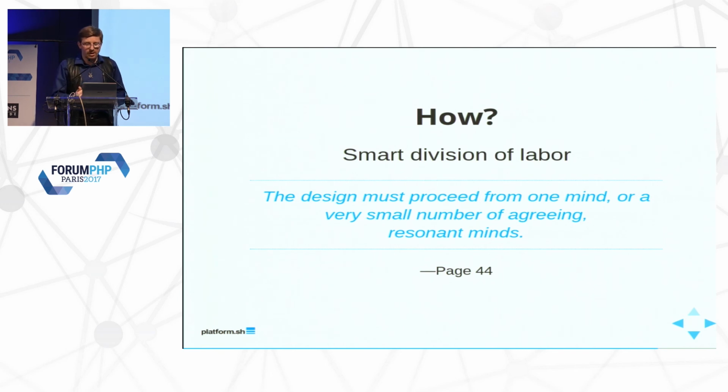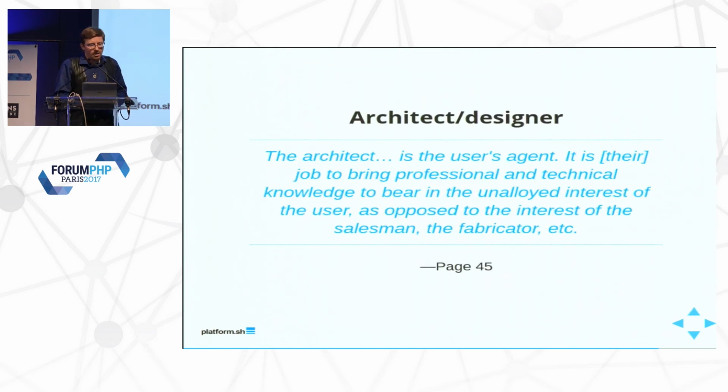We're not encouraging monothink, but you want to ensure that there's a consistent vision. If you have multiple people in this role, they should all have the same clear vision. If they have different conflicting visions, you're going to have a crap system. Even if both of those visions are viable, mixing the two together produces crap. The architect is the user's agent. It is their job to bring professional and technical knowledge to bear in the unalloyed interest of the user, as opposed to the salesman or the fabricator.